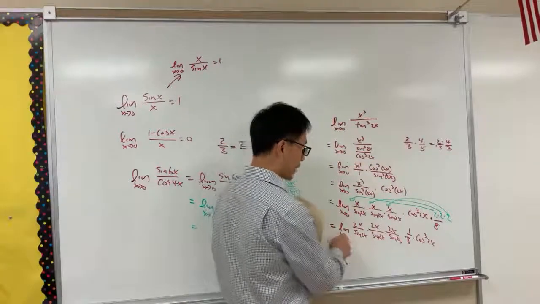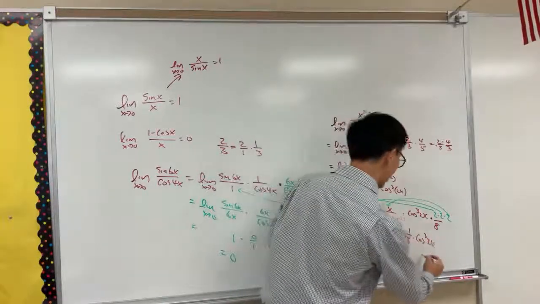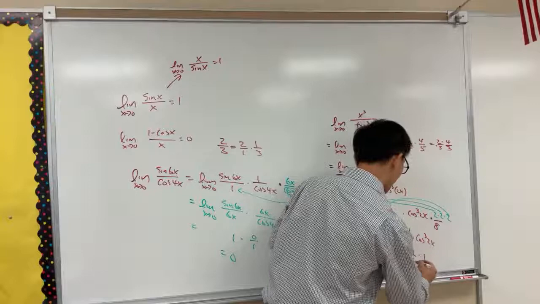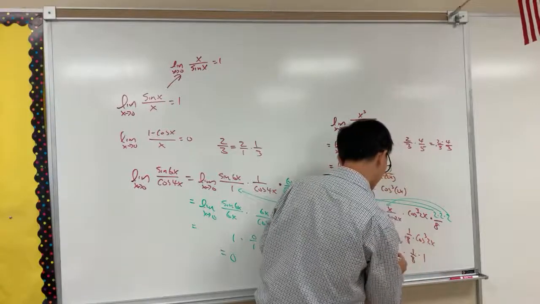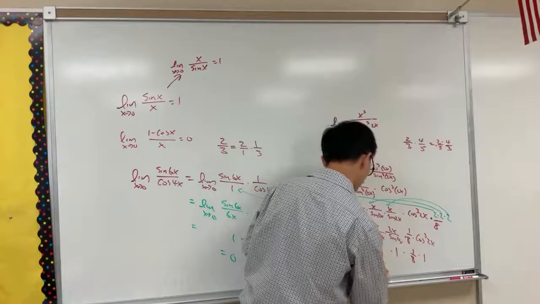Now, as x approaches 0, the cosine of x is going to be 1. So it's going to be 1 times 1 over 8 times 1 times 1 times 1. So the answer is going to be 1 over 8.